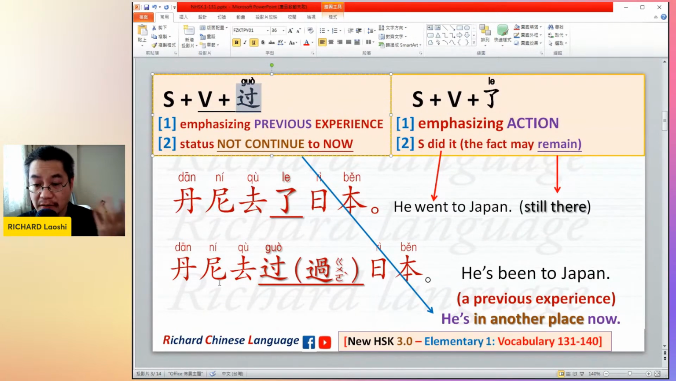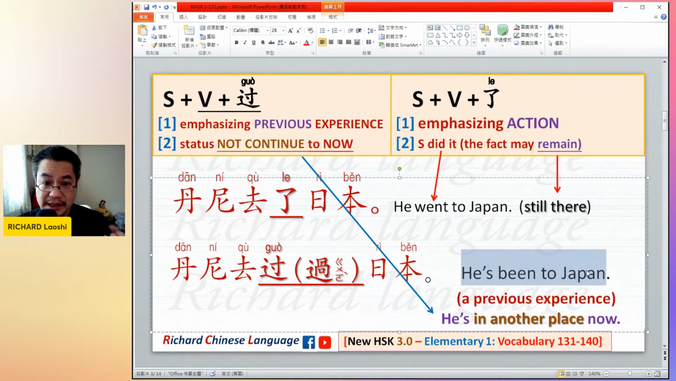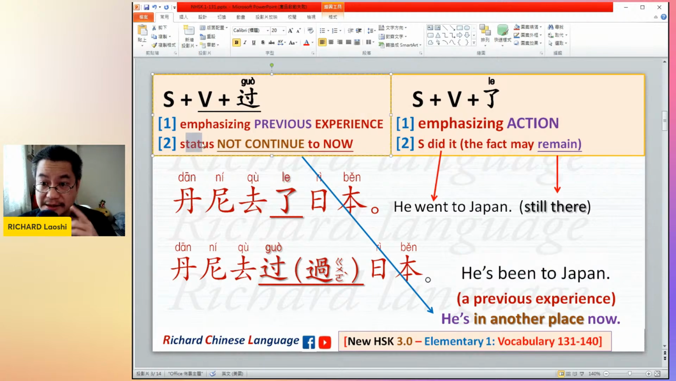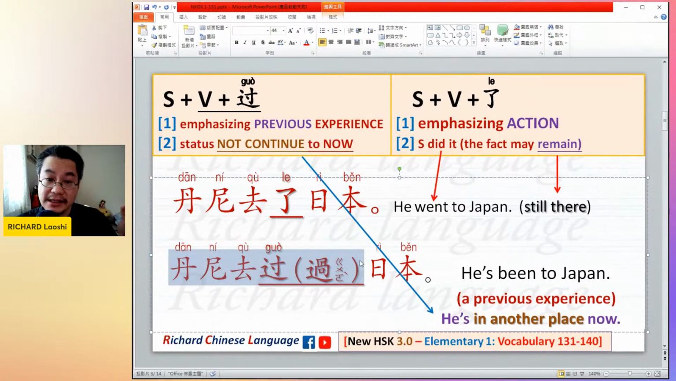How about 过? When you say 丹尼去过日本, that means he's been to Japan. It's about his previous experience. Danny has been to Japan. And where is he now? We don't know, but generally, he is not in Japan now. Maybe he's in Taiwan. Maybe he's in the US. Anyway, I think he is not in Japan. Okay, so the fact doesn't remain and the status does not continue to date. So that means Danny has been to Japan.